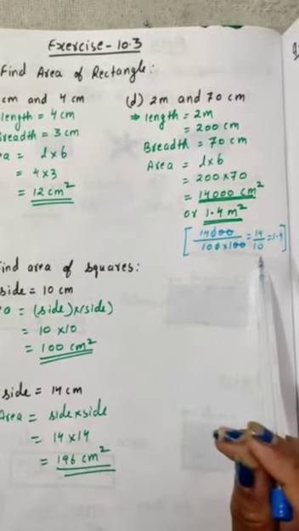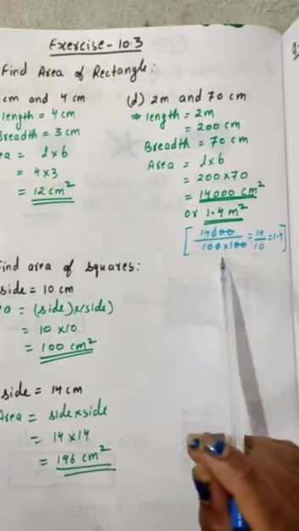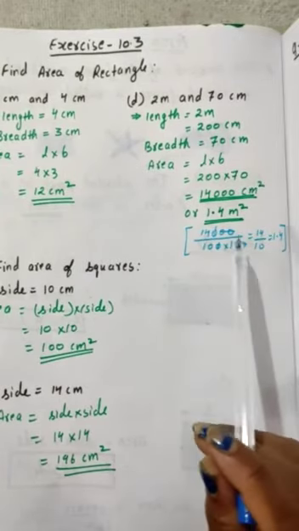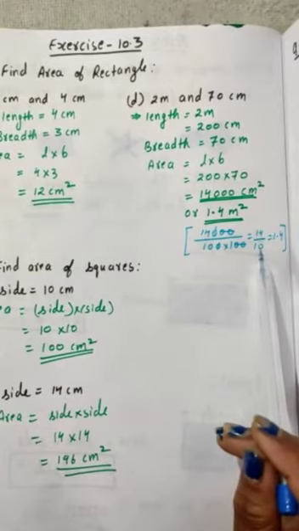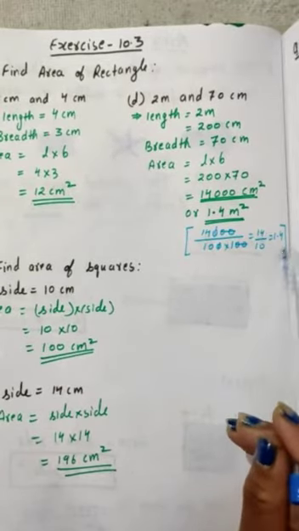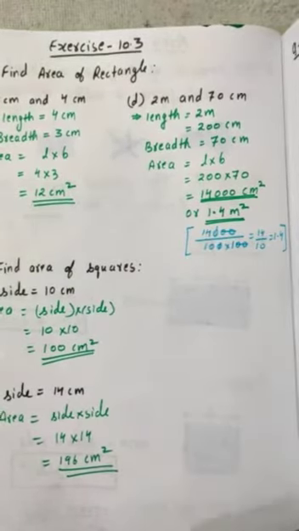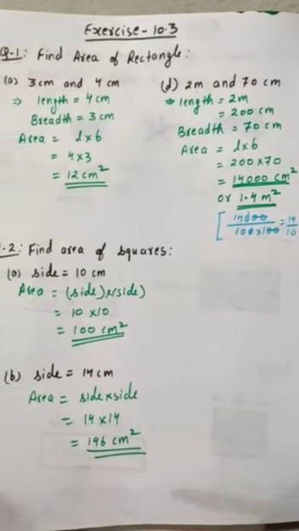Okay, so you can just have a look. 14,000 divided by 100 into 100. 2 zeros get cancelled. 14 upon 10 will remain, which will give you 1.4 meter square. So I hope all of you have understood.